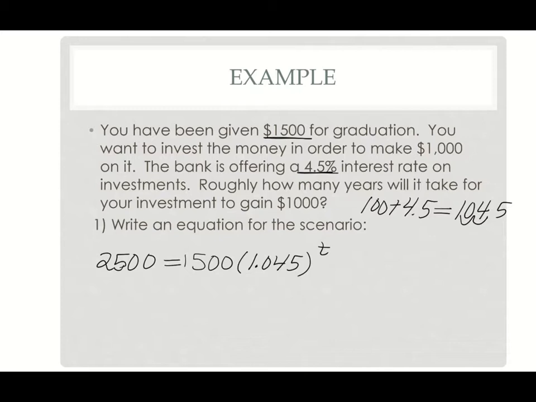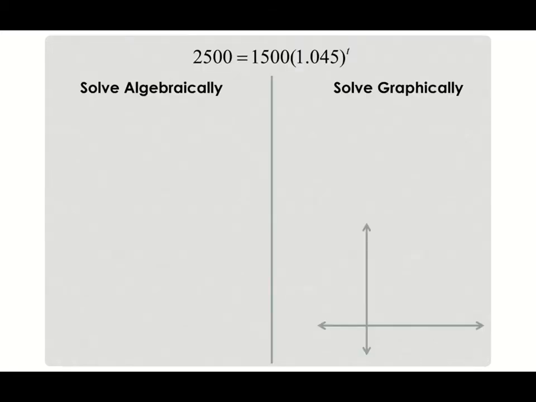So we can do this in two ways. We can do this algebraically, or we can do this graphically, like we did back in our intersections unit. So let's take a look at both of these methods. So first, if I want to solve this algebraically, I'm going to take my equation that I just wrote, and I'm going to solve for my exponent, just like we learned using logs. So if I rewrite this, I have 2,500 equals 1,500 times 1.045 raised to the t power.